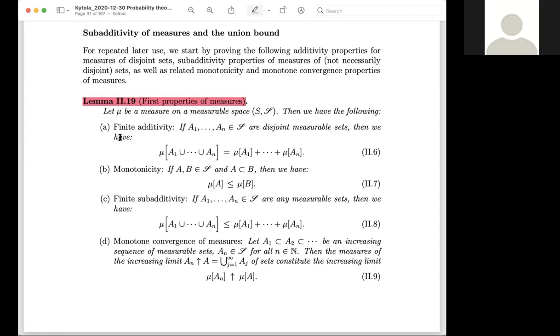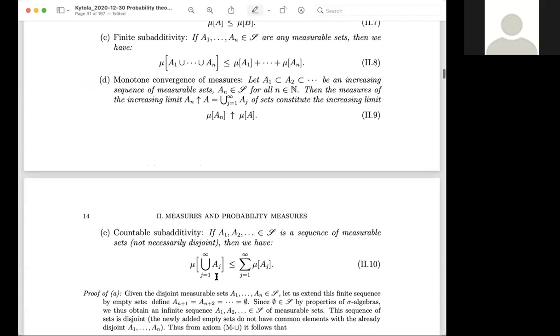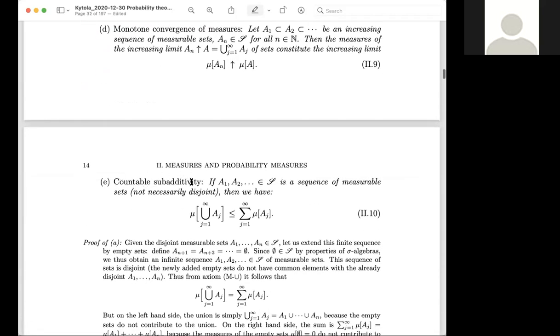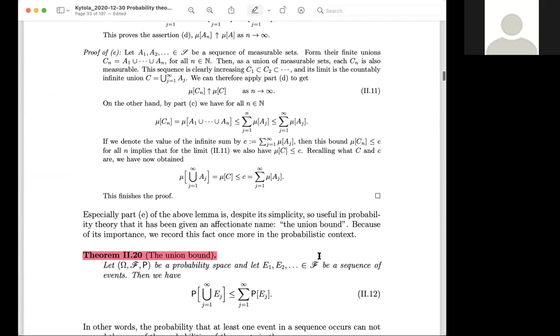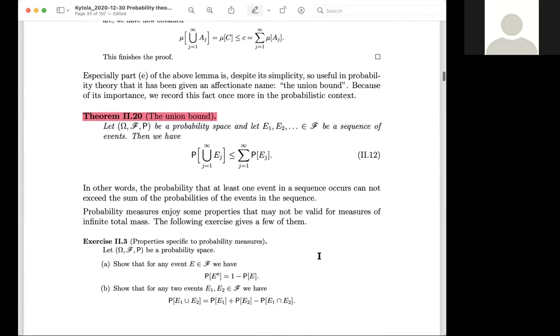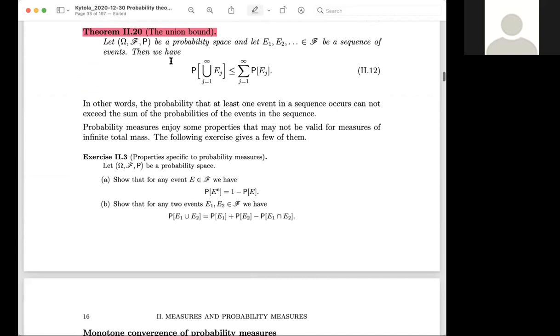And we proved finite additivity, monotonicity, finite subadditivity, monotone convergence, which is the kind of crucial and important thing. Well, everything is important, of course. And then we proved this countable subadditivity, the so-called union bound in general form here. You can also read Kalle's LaTeX version of the proof if you like. And the union bound, because it's so useful, is rewritten here as a separate theorem, but we already did it, so there's no more to prove there.